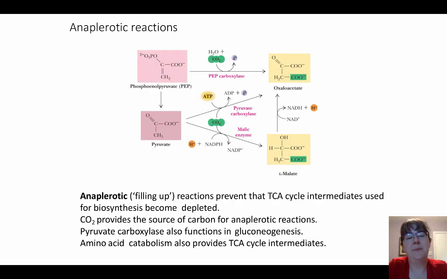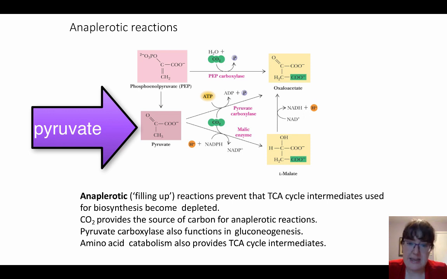We call these anaplerotic reactions. Anaplerotic means filling up. And this is to help prevent the TCA cycle intermediates from becoming depleted. So we need ways that if we're going to take things out of the TCA cycle, we can feed things back into it. In order to do this, we're often going to use carbon dioxide to feed back into the TCA cycle.